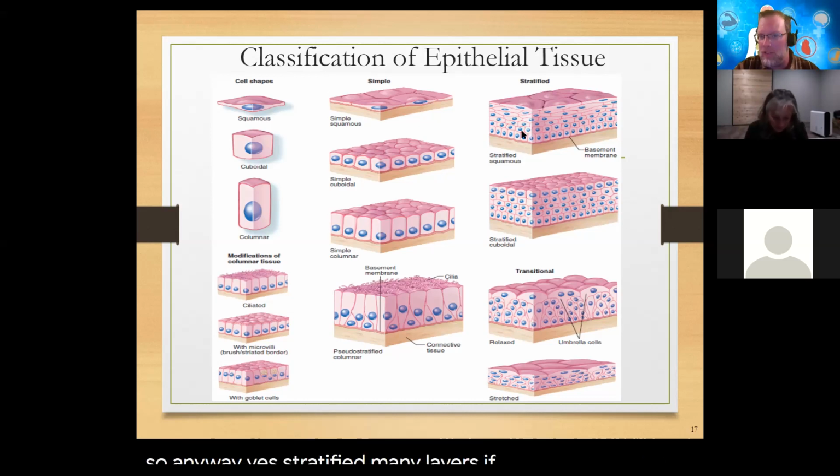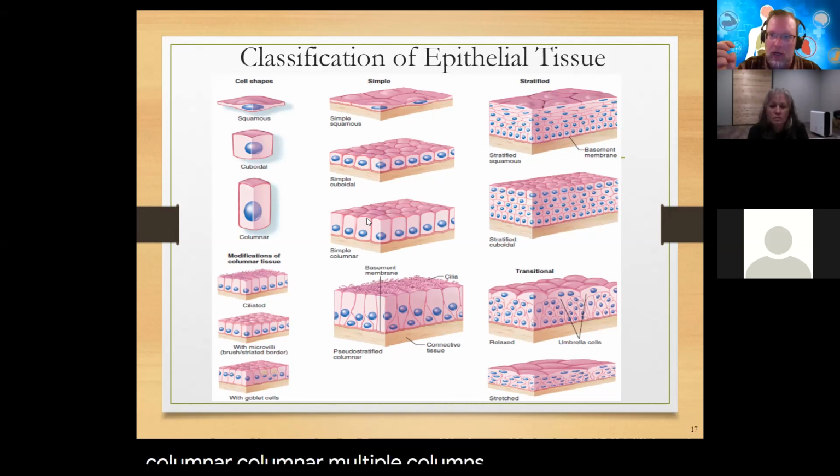If we do stratified squamous, many layers of flat cells. Stratified squamous looks better for protection, so we might see this when we deal with the skin or the epidermis of the skin. Cuboidal, again, we can have simple cuboidal or stratified cuboidal. Columnar, we could have simple columnar. We can also have stratified columnar, multiple columns.